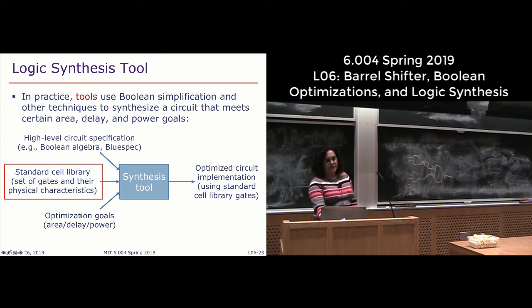And finally, the third thing that it takes in is our optimization goal. Are we trying to minimize delay? Are we trying to minimize area? Are we trying to minimize power? Are we trying to minimize some combination of all of those? Based on all of that, it's going to produce an optimized, and notice that we say optimized, not necessarily optimal, circuit implementation of the function that you described in BlueSpec.